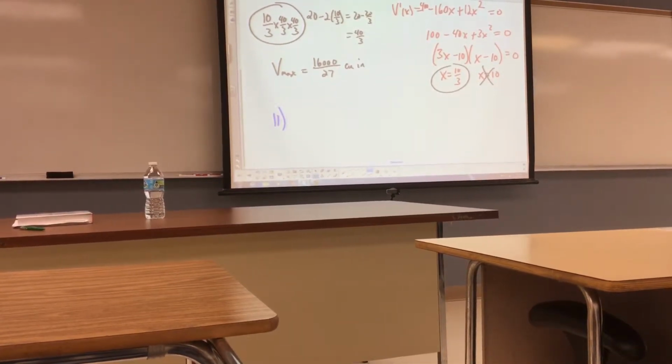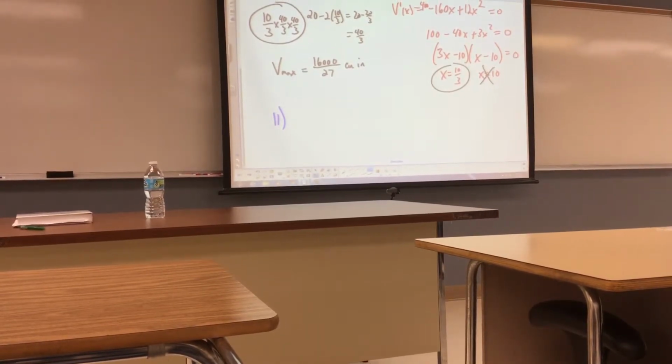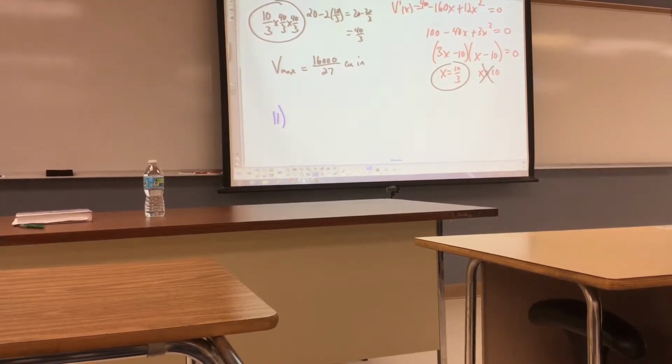Okay, 11 is maximizing the area. A rancher wants to enclose 2 rectangular areas near a river, one for sheep and one for cattle. There are 240 yards of fencing available. What is the largest total area that can be enclosed?